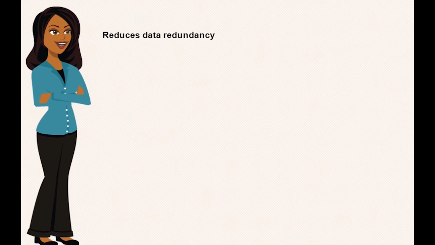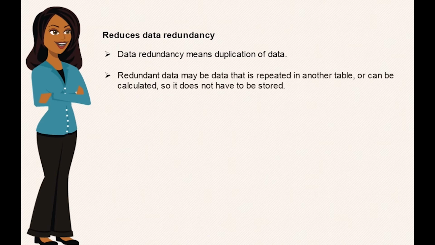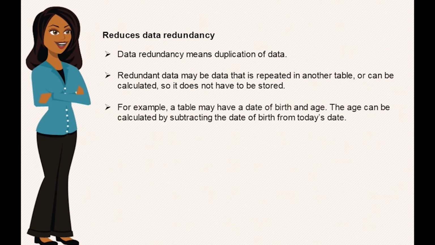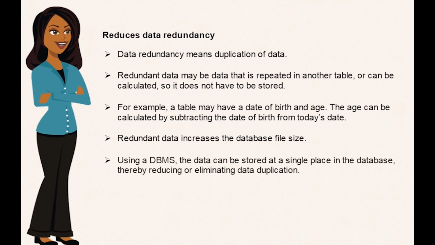Reduces data redundancy. Data redundancy means duplication of data. Redundant data may be data that is repeated in another table or can be calculated so it does not have to be stored. For example, a table may have a date of birth and age. The age can be calculated by subtracting the date of birth from today's date. Redundant data increases the database file size. Using a DBMS, the data can be stored at a single place in the database, thereby reducing or eliminating data duplication.